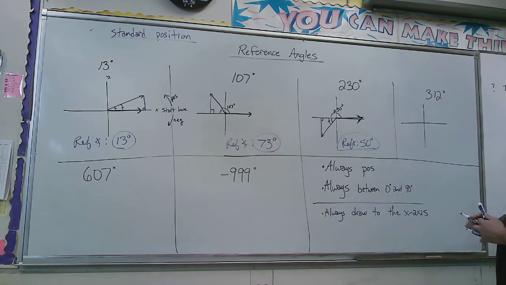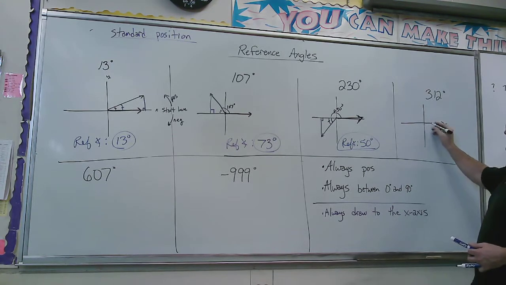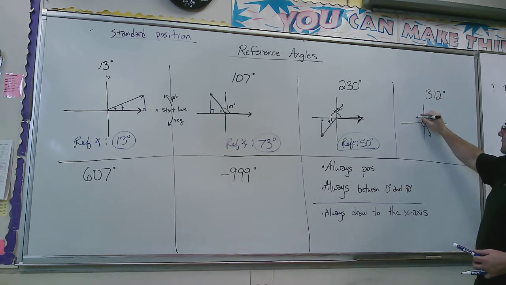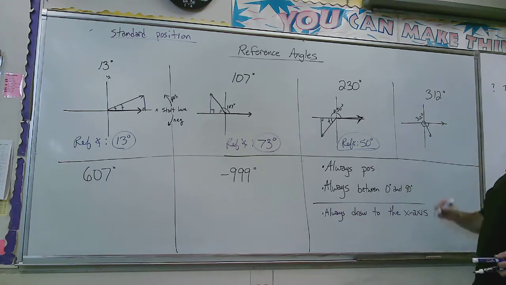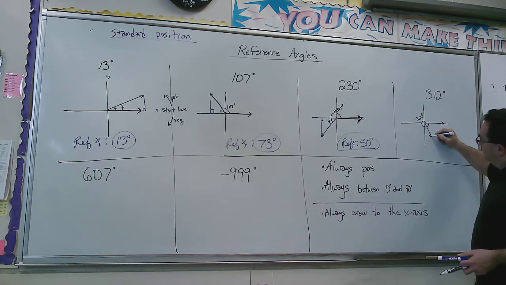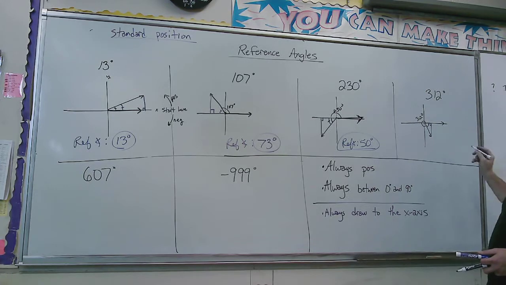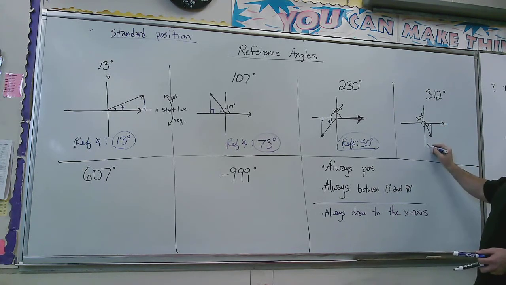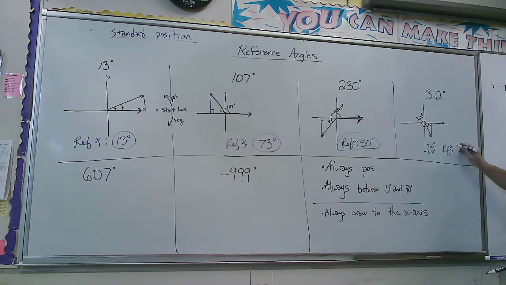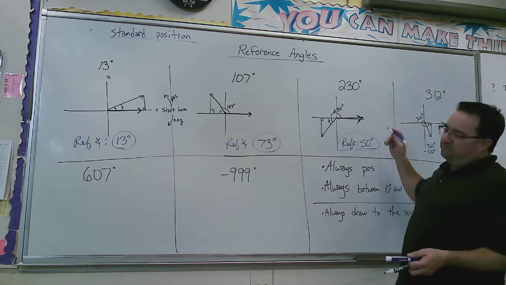All right, fourth quadrant. Start here. Rotate 90, 180, 270, 312 would be somewhere over here. The reference angle is always the acute angle there, right? So I'm going to drop a perpendicular to the x-axis. That would be 312. Actually, it'd be 360 minus 312. So my reference angle here is 48 degrees.